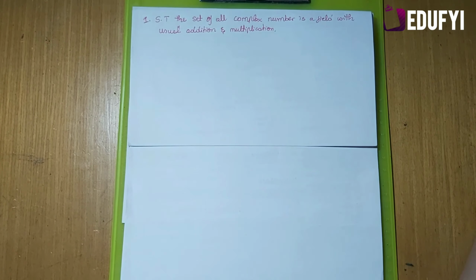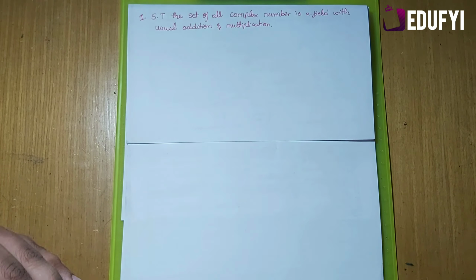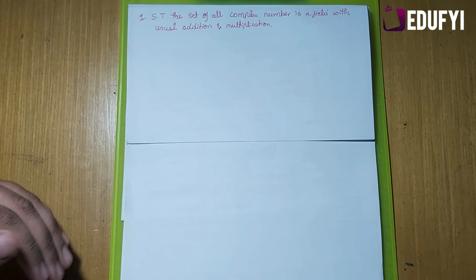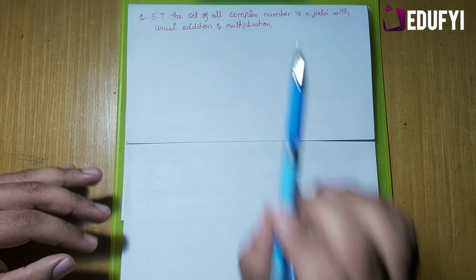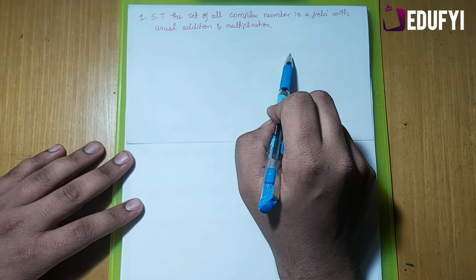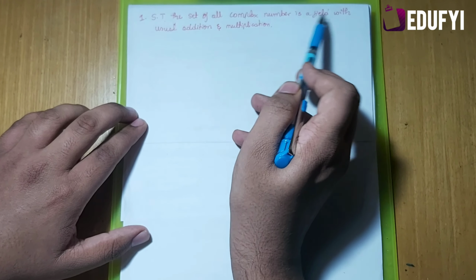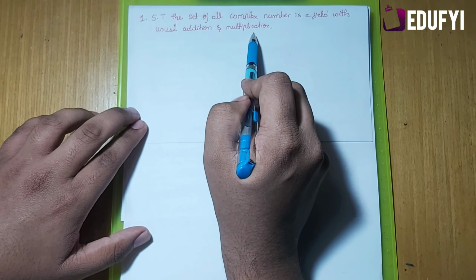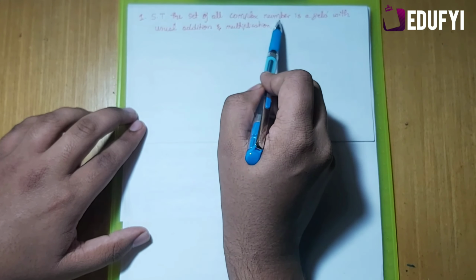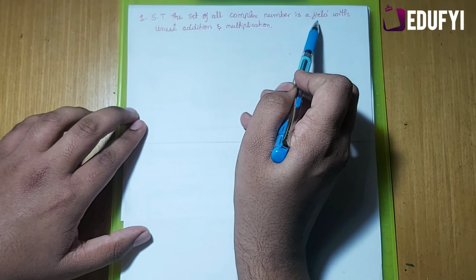Let us consider an important problem. Because you have solved the ring problem, you know what an abelian group is and how to prove it. The problem states that the set of all complex numbers is a field with the usual addition and multiplication. So they are asking us to prove that the set of complex numbers is a field.